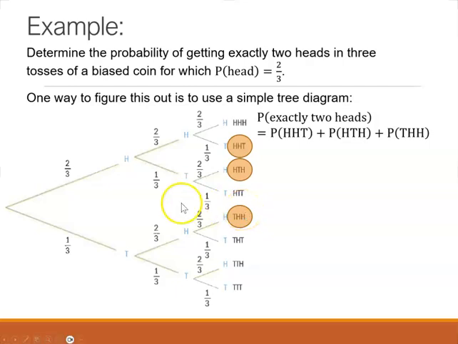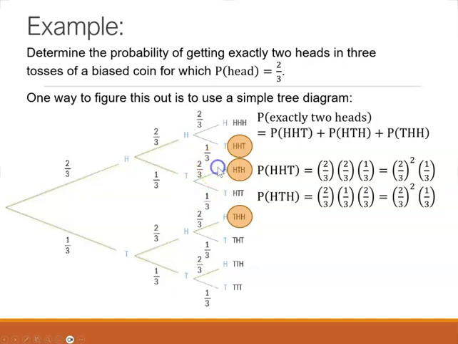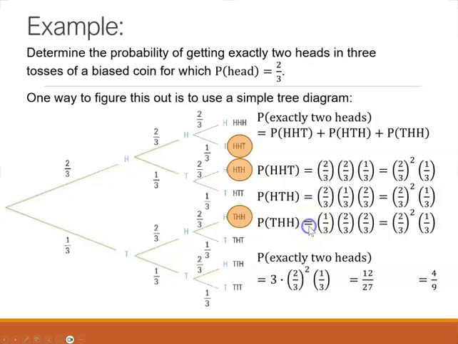I'll calculate the probability of each outcome. This one is head, head, tail: 2/3 times 2/3 times 1/3. For the next one, it's head, tail, head: 2/3, 1/3, 2/3. And the last one is tails, heads, heads: 1/3, 2/3, 2/3. I'll add those together, and I get 4/9. Everybody's okay with that? Just like we did last chapter.